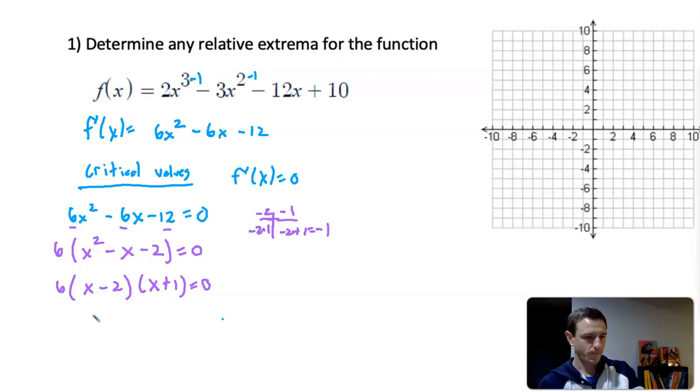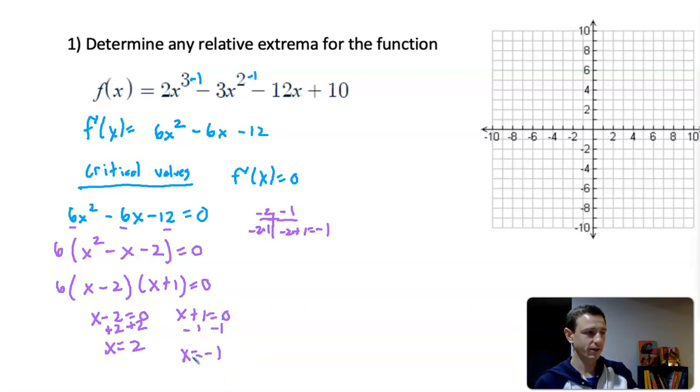So there we go. Set both factors equal to 0. X minus 2, x plus 1. Like I said, 6 is a constant, so we don't even have to worry about that at this point. So we have x equal to 2. Add the 2 over. And we subtract 1 over. So we get x equal to negative 1.